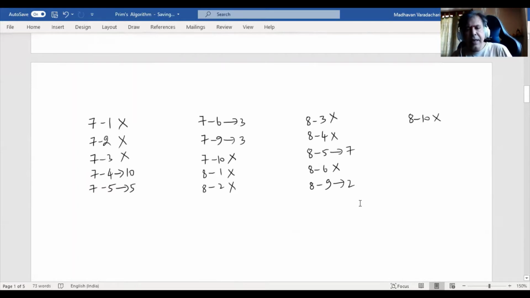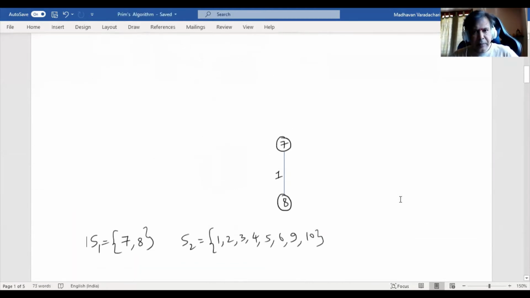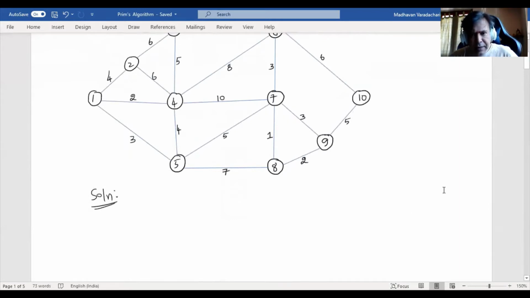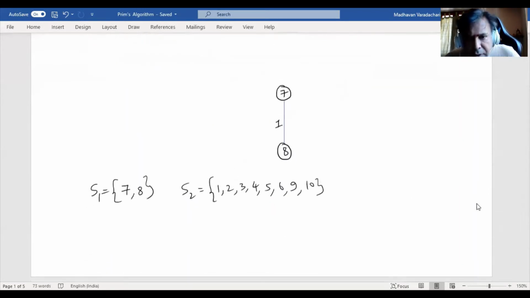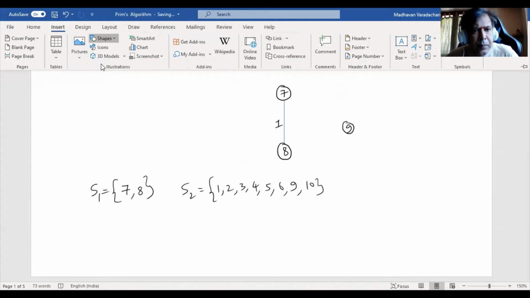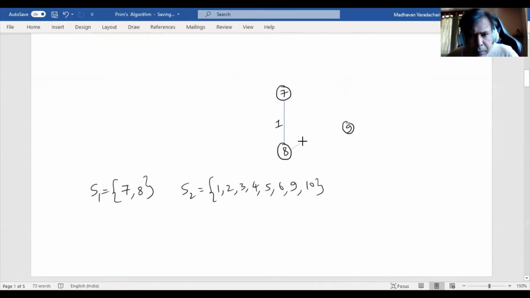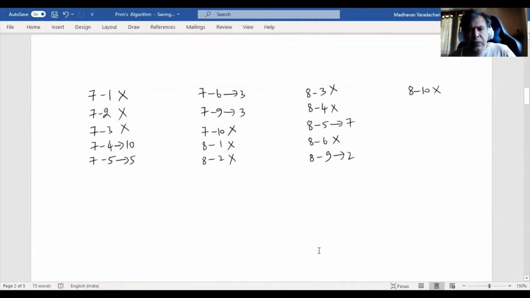That means I can draw that particular arc. That is 8 to 9. So where is 9? Here it is. So I can put a circle here. That is the node vertex 9 and then join these two. Call this as 2. So this is done by us.